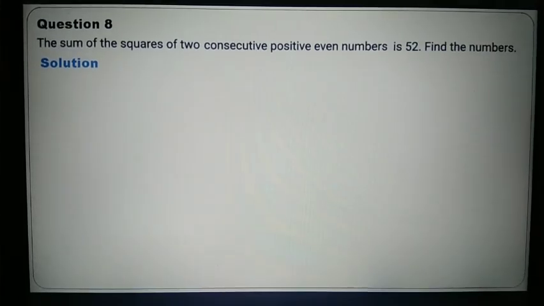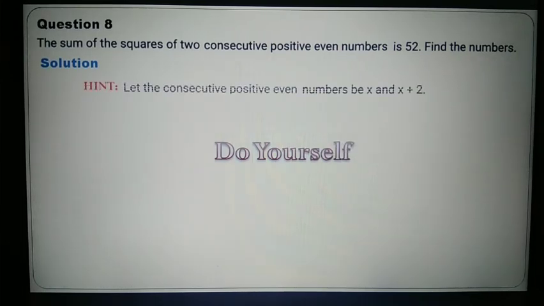So similarly you will do question number 8 as well. You have got the same hint here, so you will do this by yourself, and the hint is again the same. Okay, so pause the video to note down the hints.